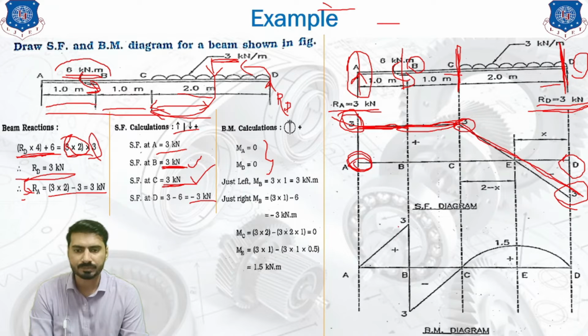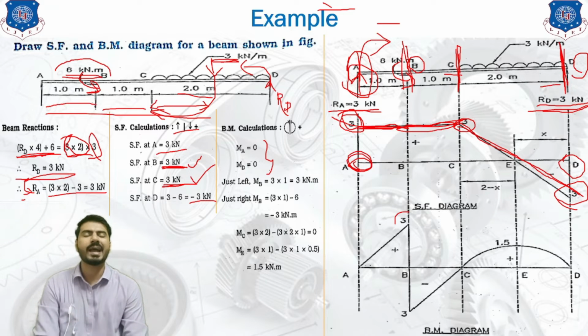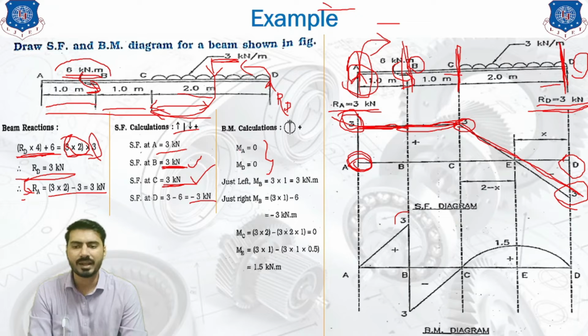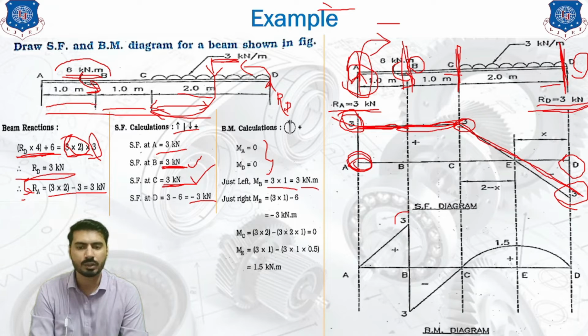For the next point, we are going to move forward up to the point B. So if you take an imaginary section at the point B, we have to take the left hand side only. On the left hand side, there is one force acting at the point A, that is 3 kilonewton. It is acting in the upward direction, which will cause a clockwise moment at the point B. So the moment at the point B is nothing but 3 into 1. That will give us the answer as 3 kilonewton, which is positive. That's why we have represented it over here, above the reference line.